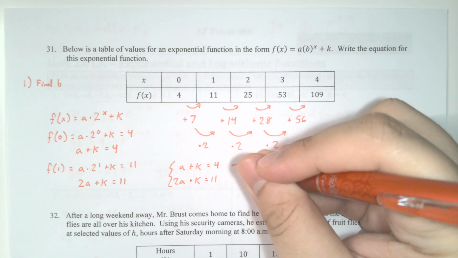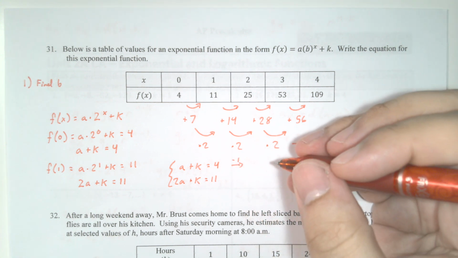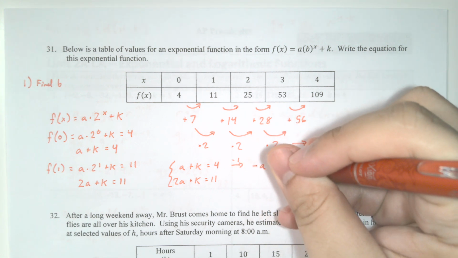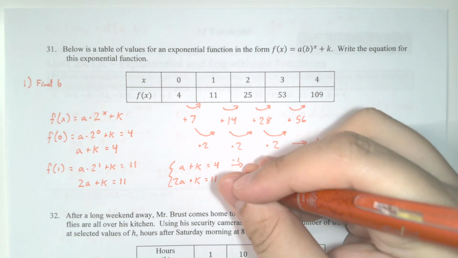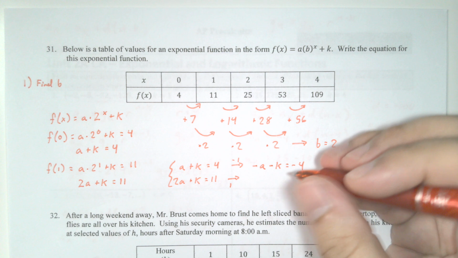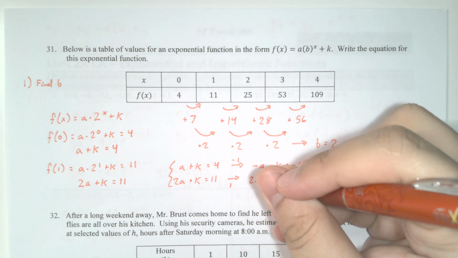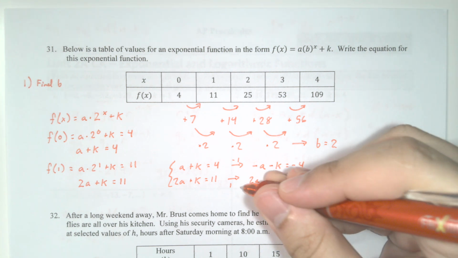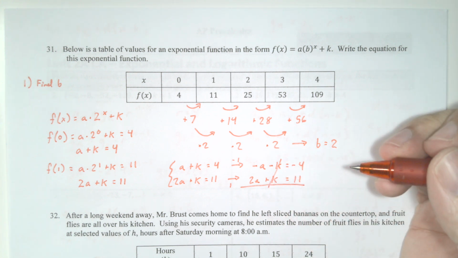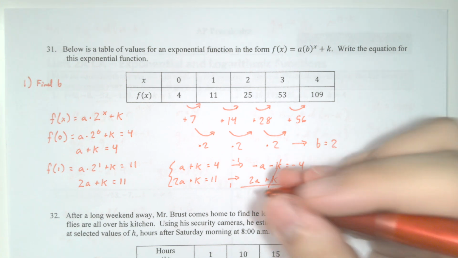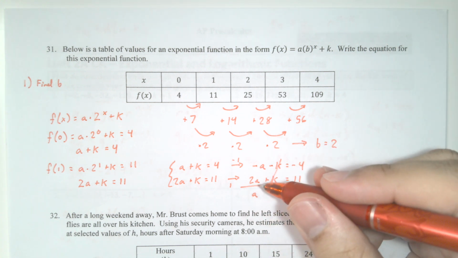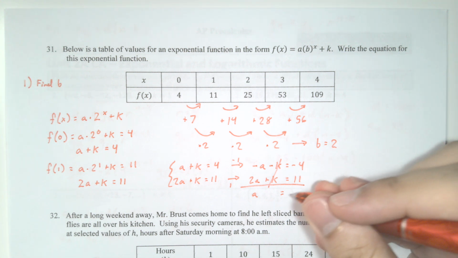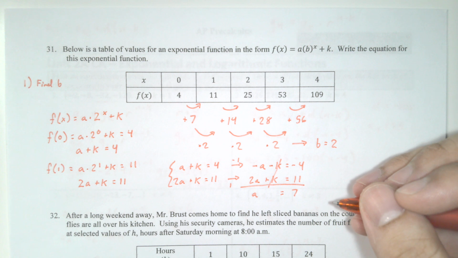So what I'm going to do is multiply this top equation by -1. We're going to use the method of elimination. So we have negative a minus k is equal to negative 4. And if I keep the bottom one the same, this is still 2a plus k is equal to 11. And now when I add these two equations together, I see that the k's cancel, and then negative a plus 2a is equal to a, and negative 4 plus 11 is 7. So a is equal to 7.